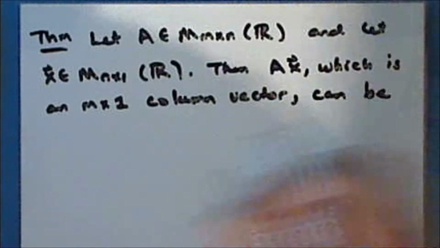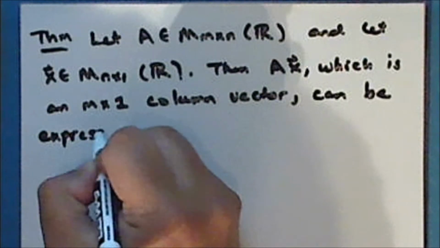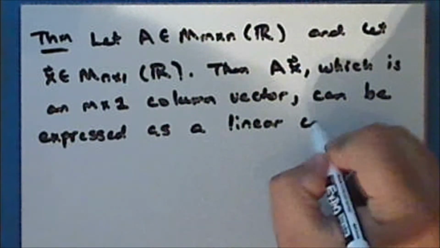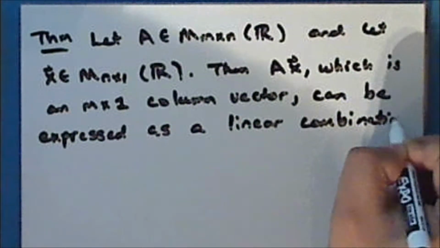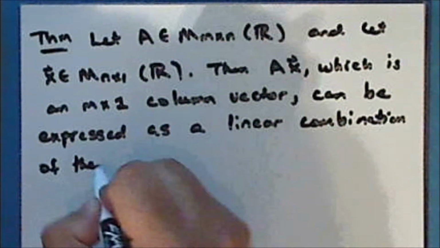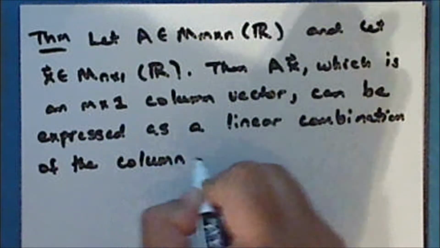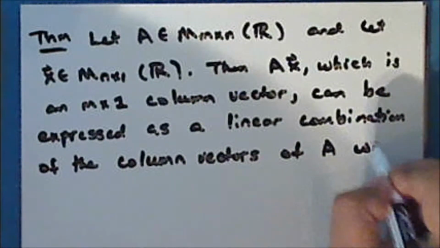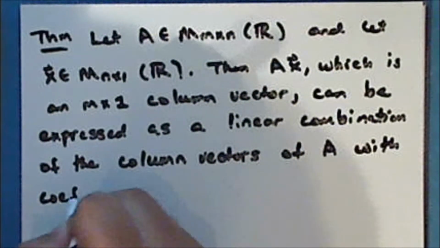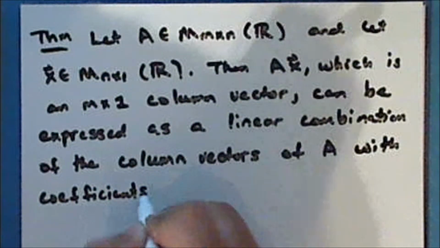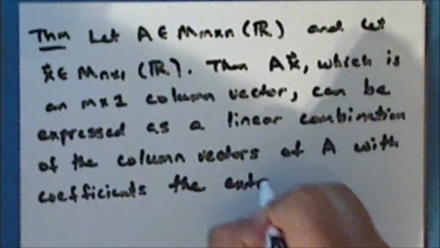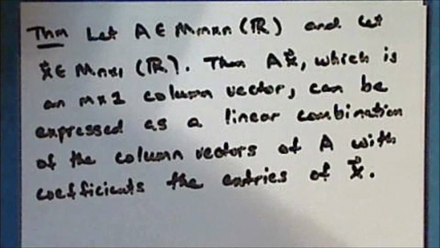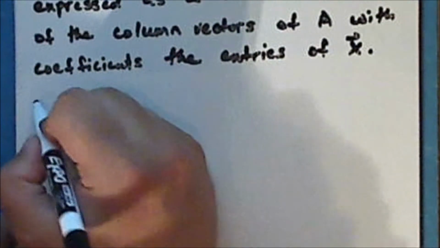can be expressed as a linear combination of the column vectors of the matrix A with coefficients the entries of the n by 1 column vector x. So proof.